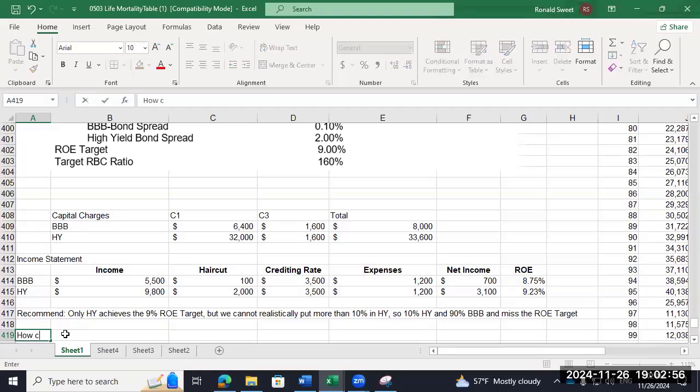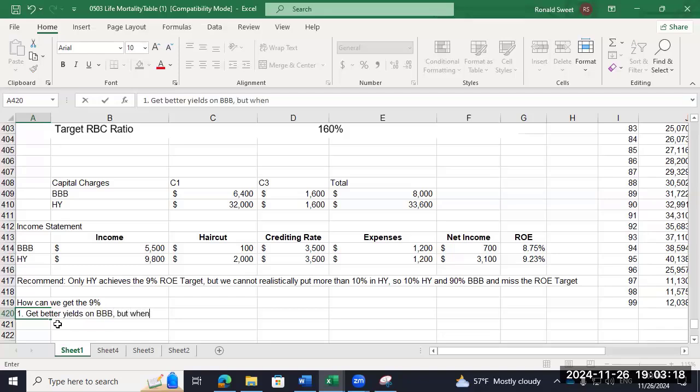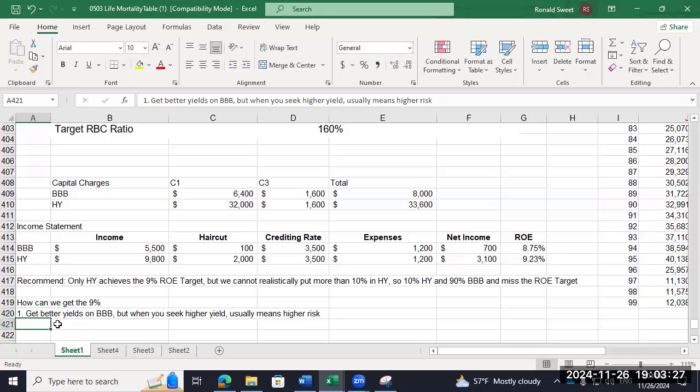So how can we get the 9%? And here you just go down the table. This is in the notes as well, so look at the notes. We did a really good one in one of our classes, but you just go across here. So number one, get better yields. Triple B, but if you seek higher yield, that usually means higher risk. So you can give the solution, but with the caveat.